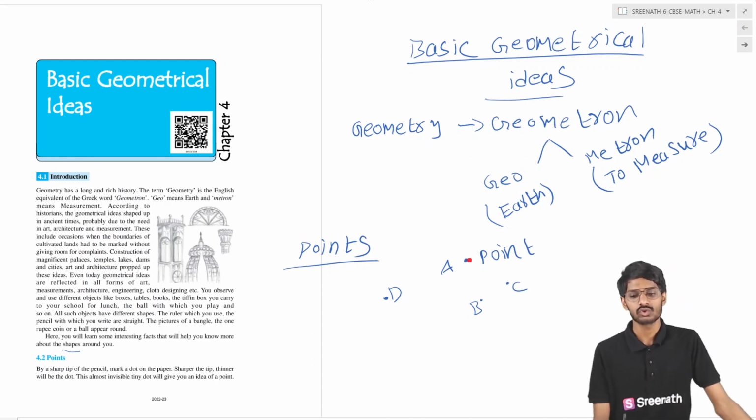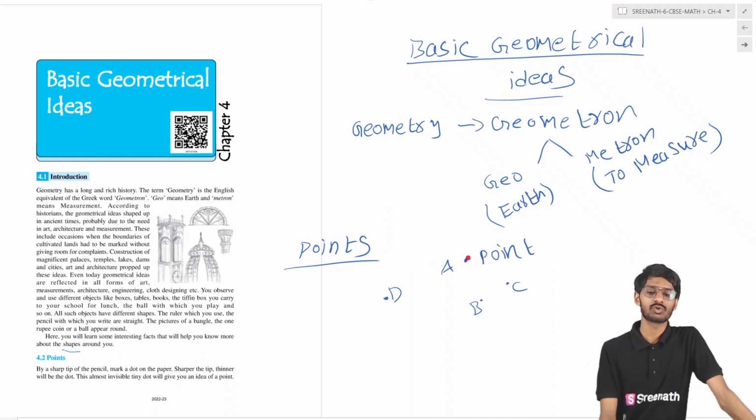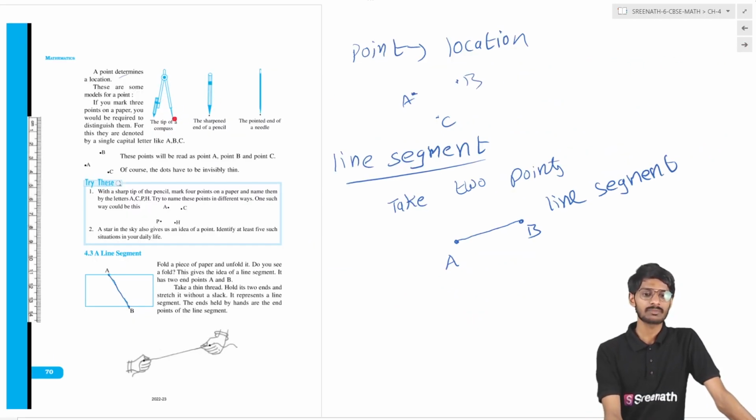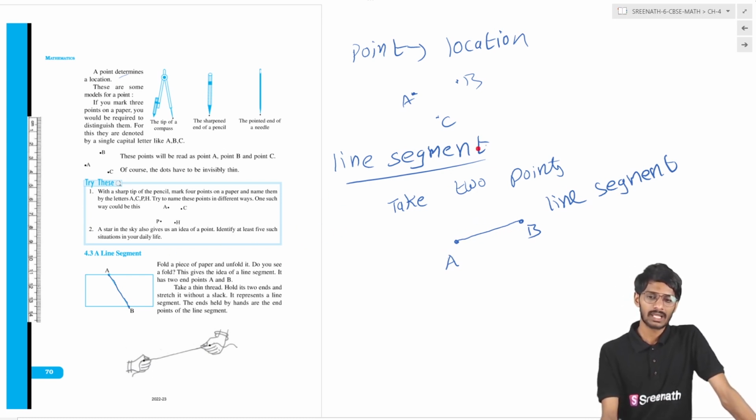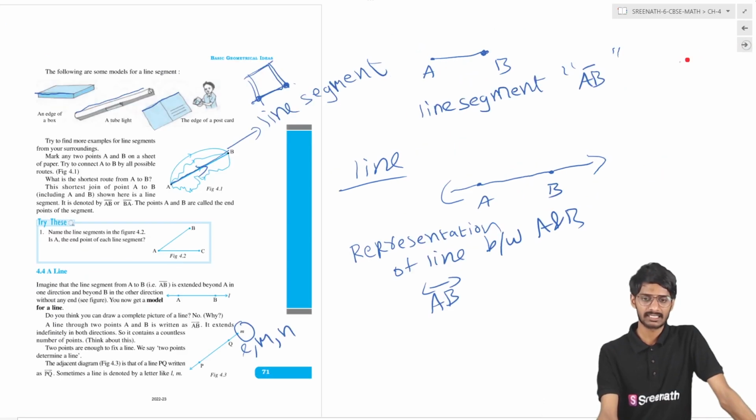So points. If there is a dot, we call the dot a point, students. We represent it with some alphabet. So the tip of a compass is a point. The sharpened end of a pencil is also a point, students. Then what is the line segment? If there are two points, the line joining the two points is called the line segment, friends. Okay, so a line segment is a straight line.